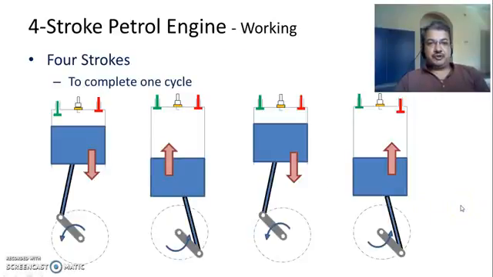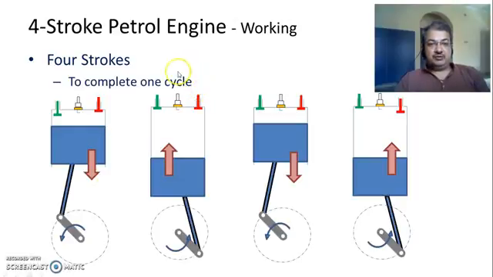Now when we say a 4-stroke petrol engine, we need to understand what these 4 strokes indicate. In order to understand what a stroke is, this top portion of the cylinder is called top dead center, TDC, and the lower portion of the cylinder is called bottom dead center, denoted as BDC. When the piston moves from one end to the other end of the cylinder, say from top dead center to bottom dead center, that is called one stroke of the piston.